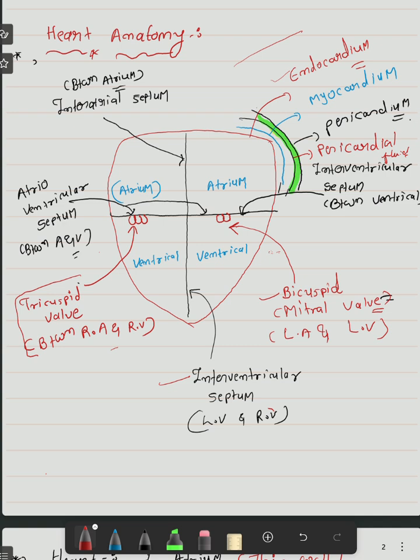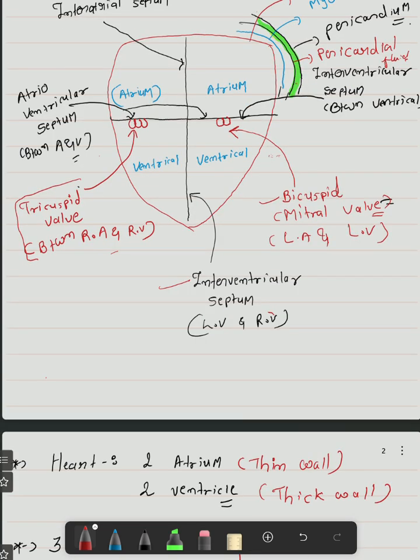The pericardium is the layer that covers the heart. Between the layers of the pericardium we have fluid. This green area which I marked is the pericardial fluid. Then we will move on. We have the tricuspid valve on the right side and the bicuspid or mitral valve on the left side. So this is the very basic.